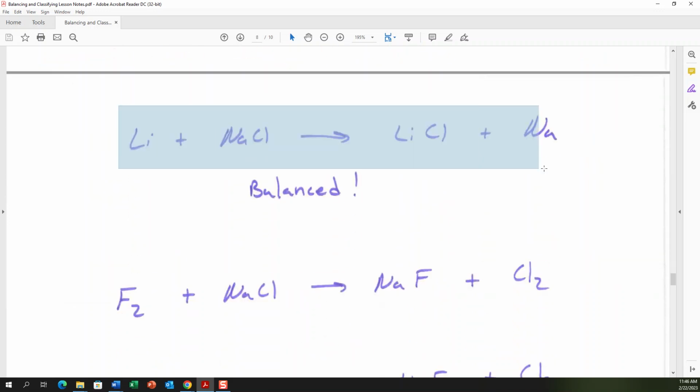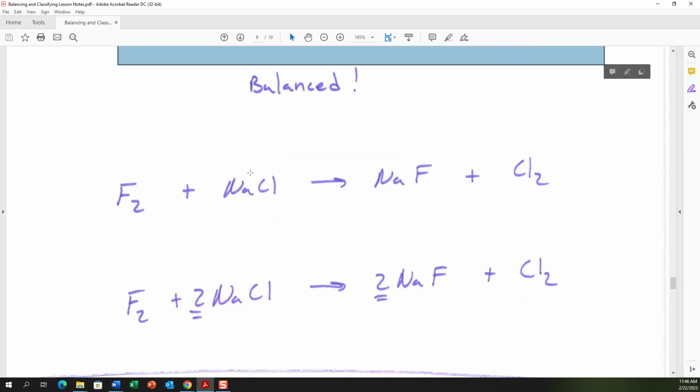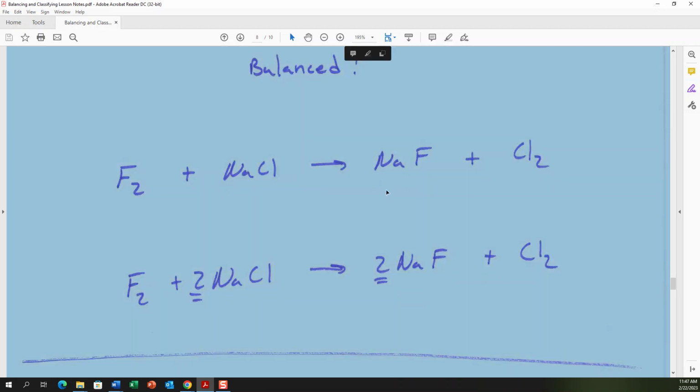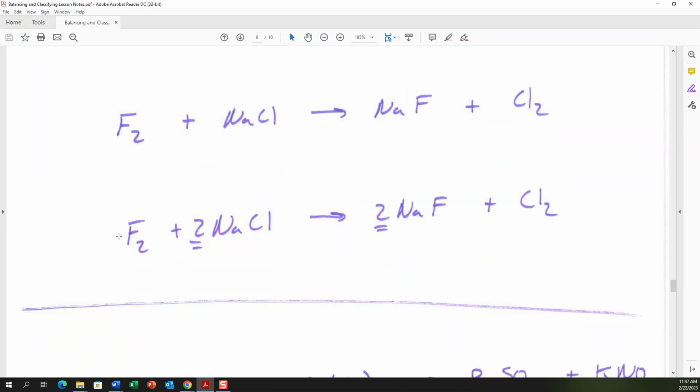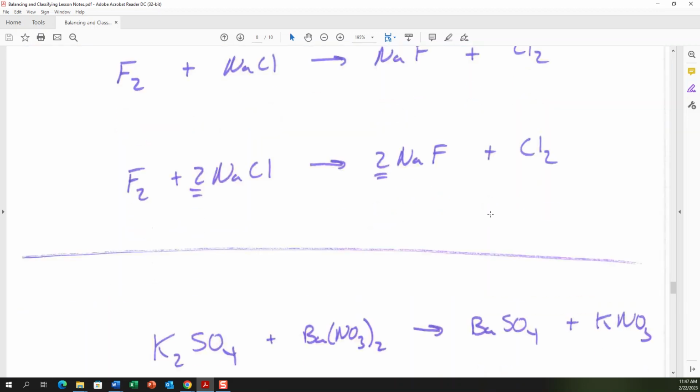Okay. So here, notice this one's all balanced with 1s. So 1, 1, 1, 1, right? Sometimes you don't have to change the coefficients, right? Sometimes it's all balanced with 1s. That's okay, right? And so again, a lot of times kids are tempted to put a 2 there and a 2 there, or to forget that fluorine and chlorine are diatomic when they're elements, okay? But all we have to do to fix this is put a 2 there and a 2 there, and now everything is balanced, okay? So 1, 2, 2, 1 for the balanced equation, all right?